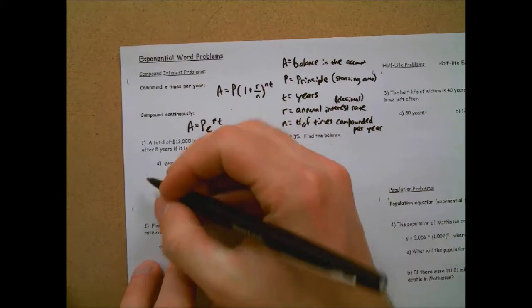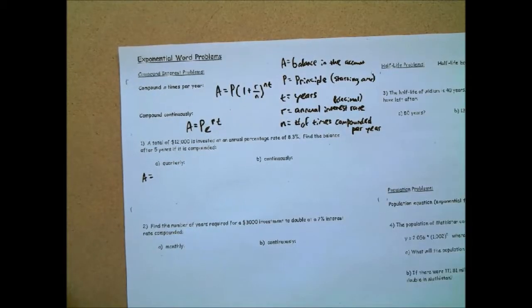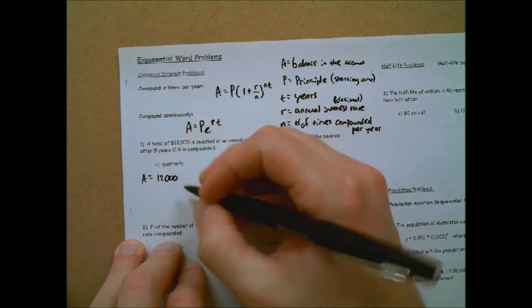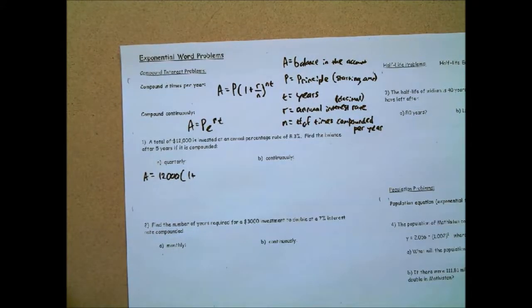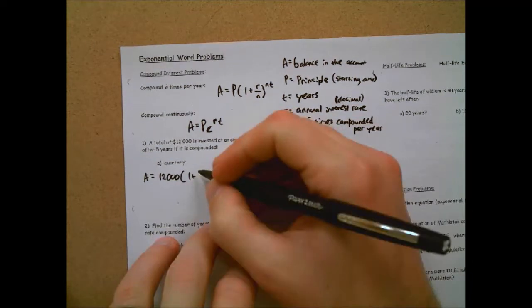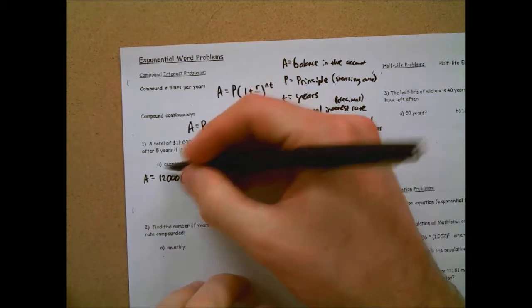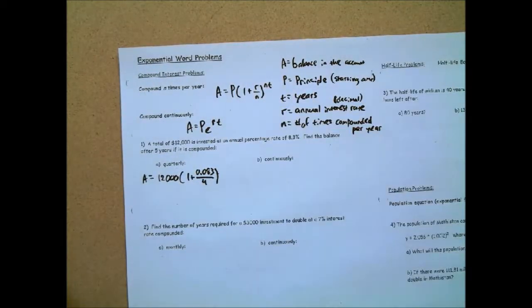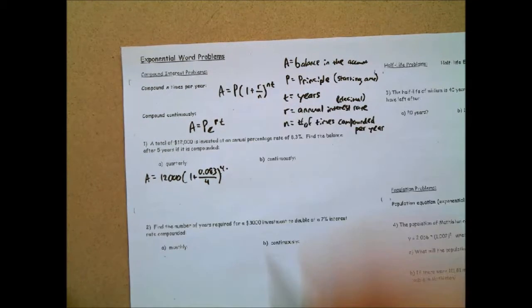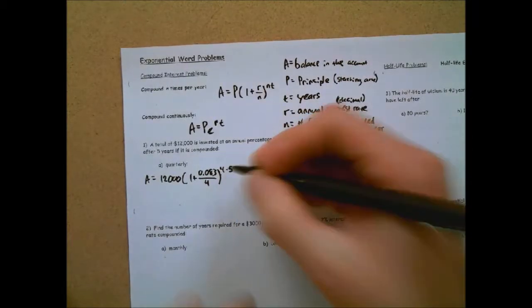Okay, so let's just set this up here. A equals P, our principal, the starting amount: 12,000, times 1 plus R, our interest rate, which is 0.083, over N, the number of times compounded per year. In this case, 4, because it was quarterly. Then raised to the N times T, so 4 times 5. So there it is: 12,000 times 1 plus 0.083 divided by 4, to the 4 times 5.